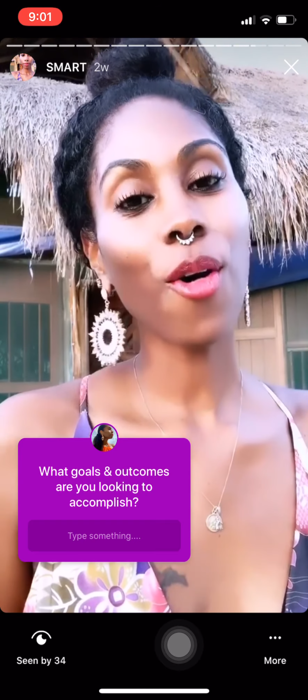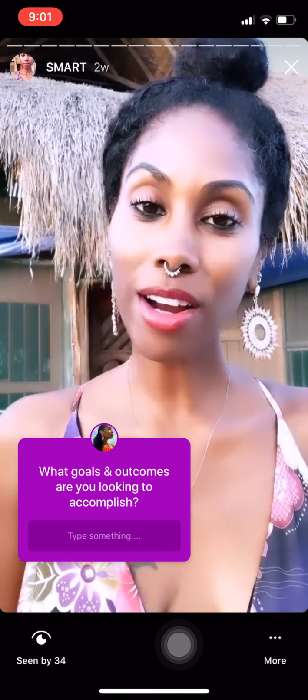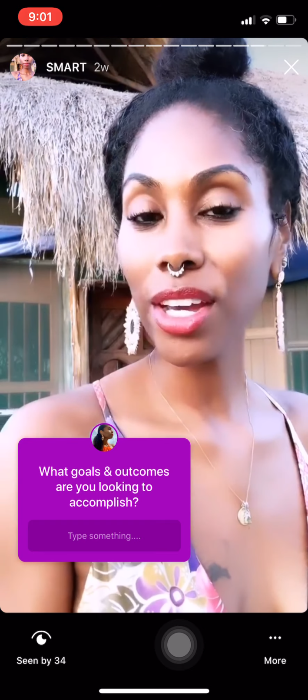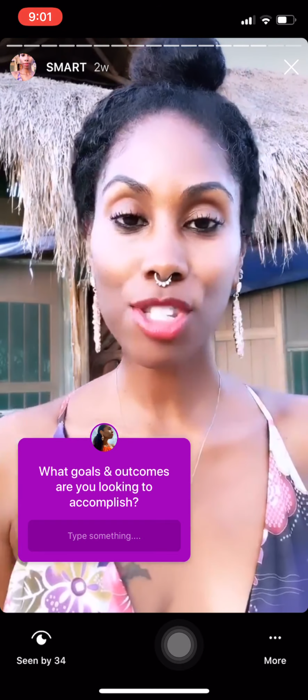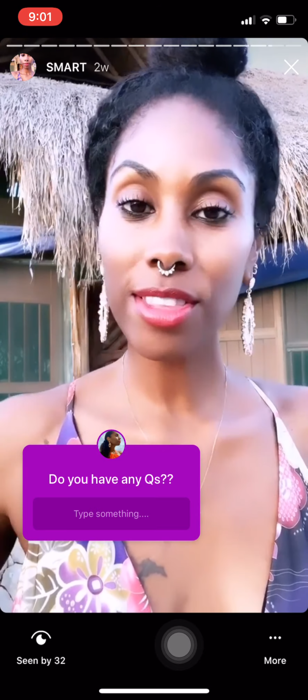All right, so that's our quick chat for today on SMART goals. Let me know, what goals are you setting for yourself in the new year? What achievable outcomes do you have that you're looking forward to that are ahead of you for this year?